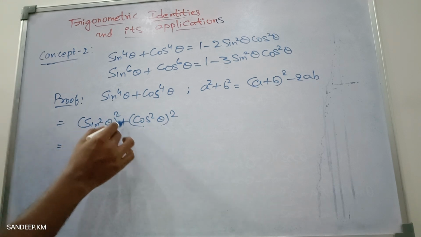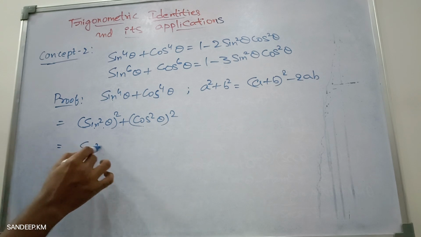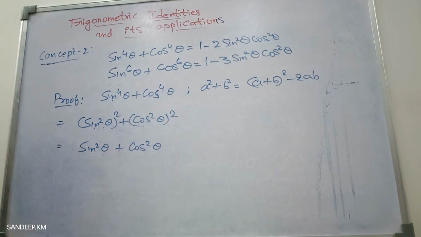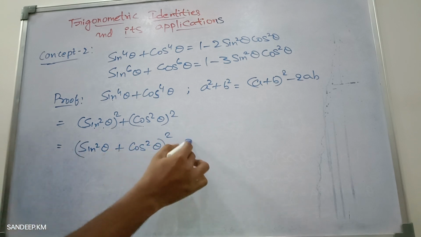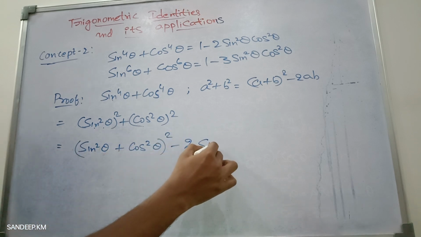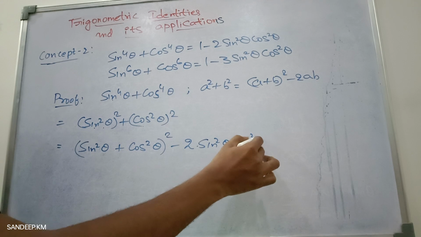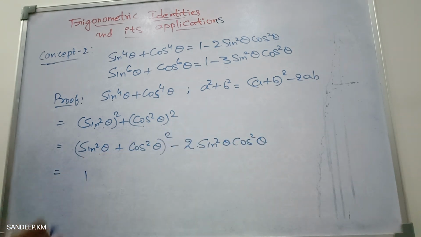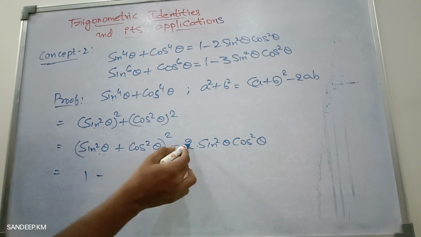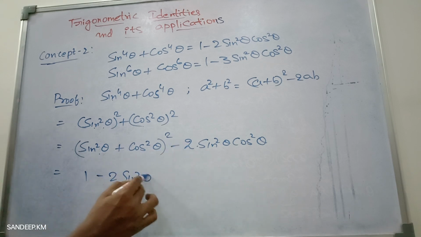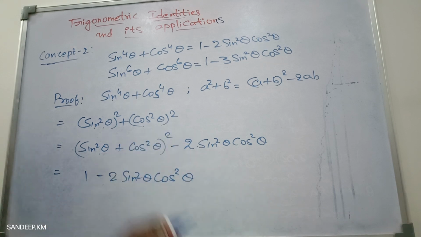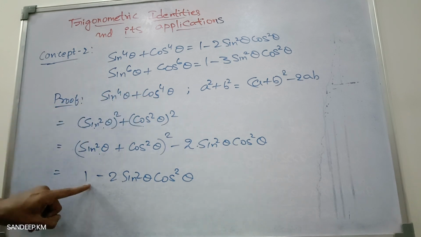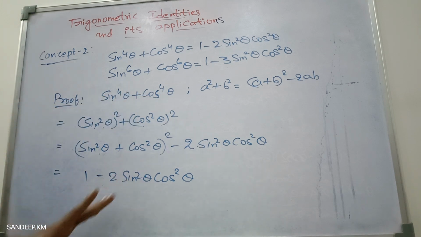A square plus b square means (a plus b) whole square minus 2 into a into b, where sin square theta plus cos square theta is 1. 1 with square is 1 only, minus 2 sin square theta cos square theta. So therefore, dear students, sin power 4 theta plus cos power 4 theta is equal to 1 minus 2 sin square theta cos square theta.